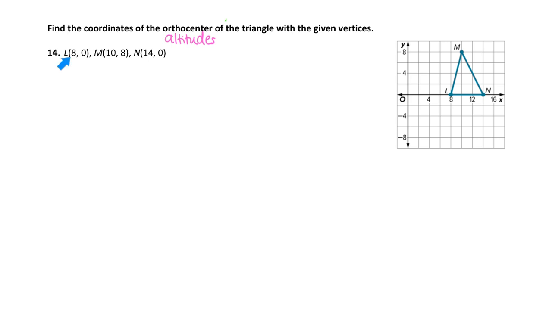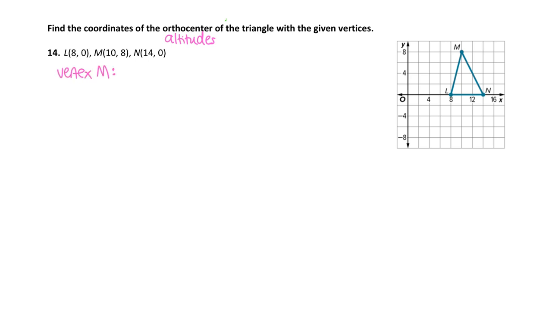They didn't originally give that to you. So I've got my coordinates over here. We're going to go ahead and solve for the orthocenter. So pick whichever one you want. I'm going to pick M just because I know it's going to be a vertical line since this is horizontal. So I'm going to choose M first. So I'm going to write vertex M.